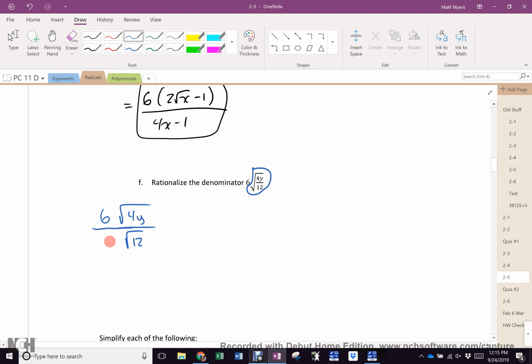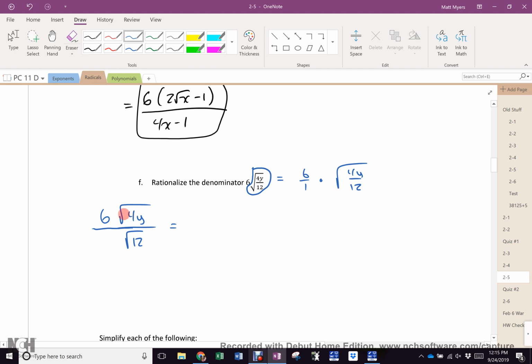Do I need anything here? Why not? Because that's 6 times this, right? So this is really 6 over 1 times that root, yes? Now, can we do some simplifying? Is this the same as 4x minus 1 plus 1 under there? No, it's not.